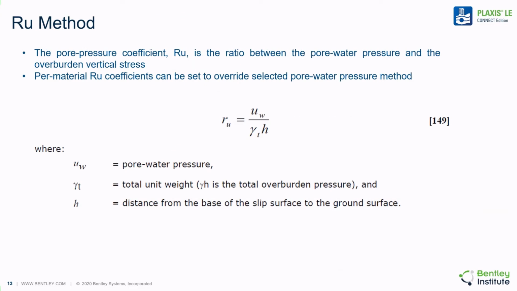The R sub U method allows the pore water pressures to be defined as the ratio between pore water pressure and overburden stress. R sub U coefficients can be set to override a selected pore water pressure method. The definition of R sub U values is shown in equation 149.